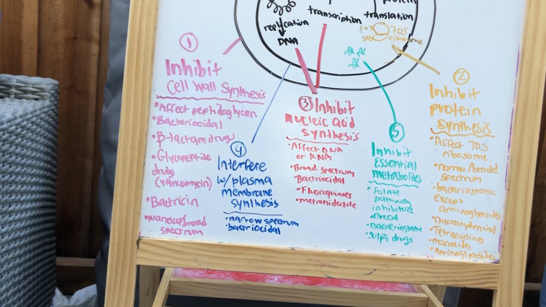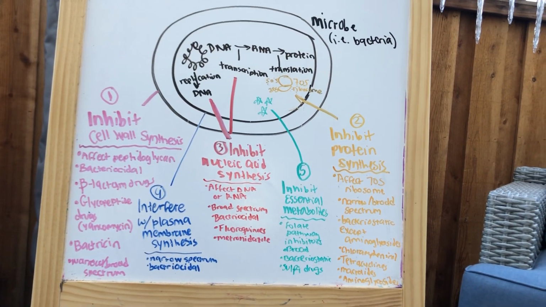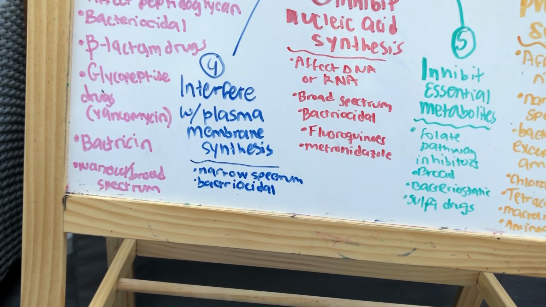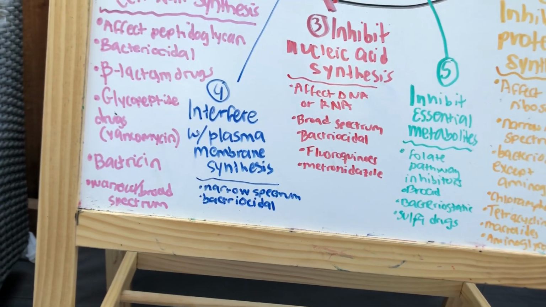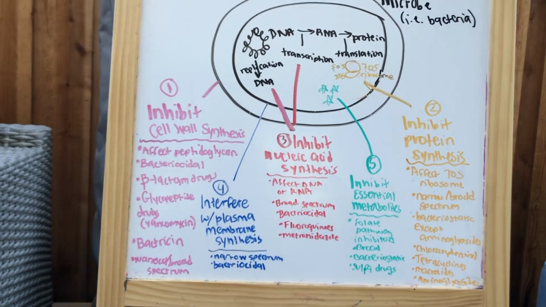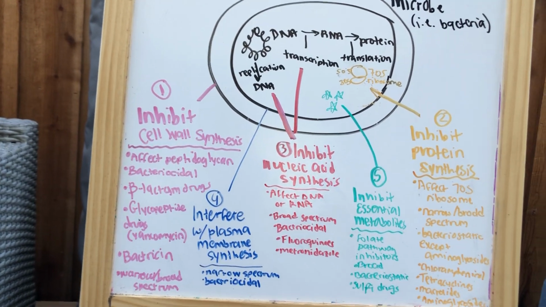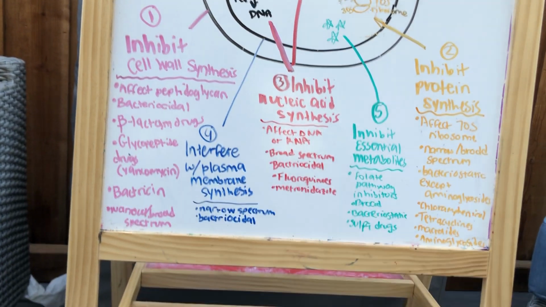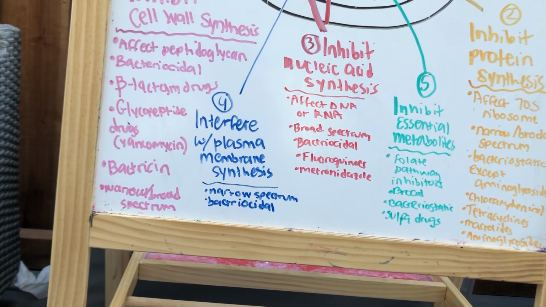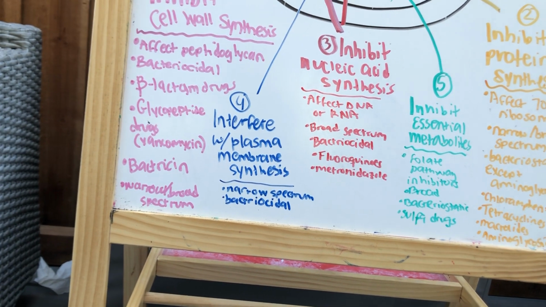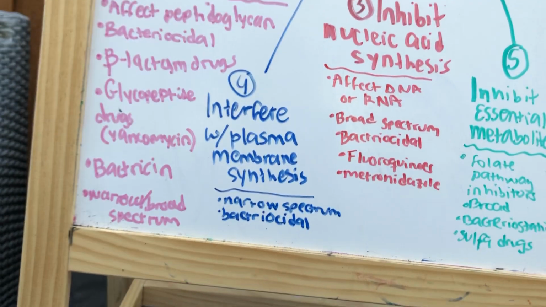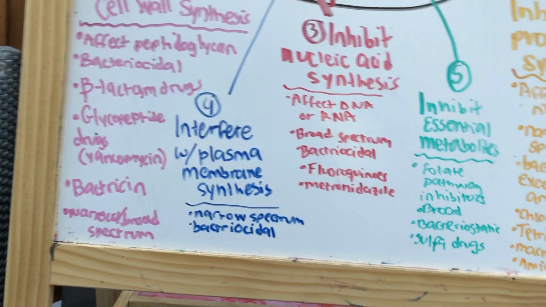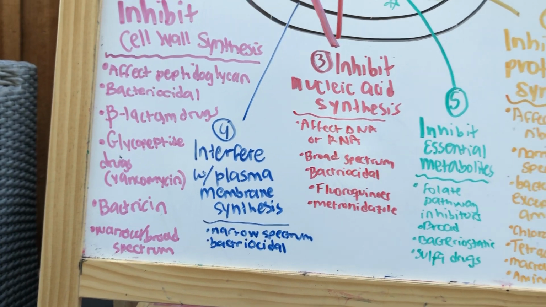Here, the fourth class of antimicrobial targets are drugs that interfere with plasma membrane synthesis. These drugs are a bit tricky because our cells also have a plasma membrane that's very similar to the bacteria's plasma membrane. So with these drugs, we have to target very specific, unique things in the bacteria's plasma membrane. They're narrow spectrum, and these drugs are bactericidal because if you affect the plasma membrane, you will kill the bacteria.